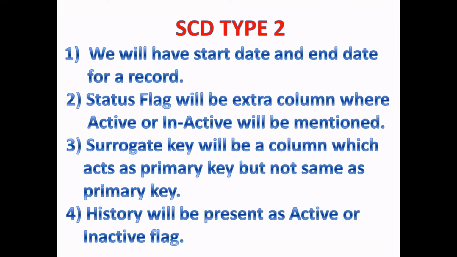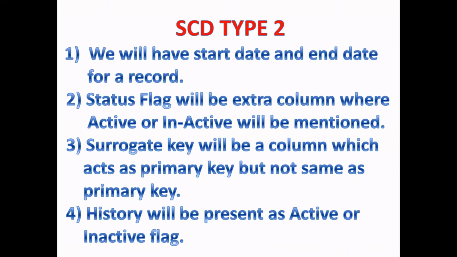Now, in SCD Type 2, you will get one more very important column called the surrogate key. The surrogate key acts as a primary key. It will be an auto-increment column, as many of you already know: 1, 2, 3, 4, it increments automatically on its own. It is a column which acts as a primary key, but it is not the same as a primary key. I'll give you an example, and show you properly, in case you are confused between a surrogate key and what a primary key is.